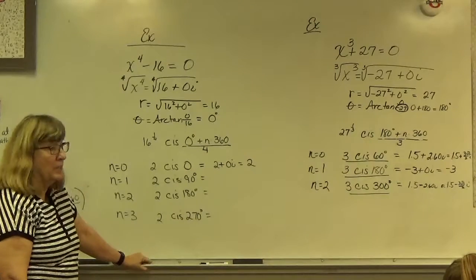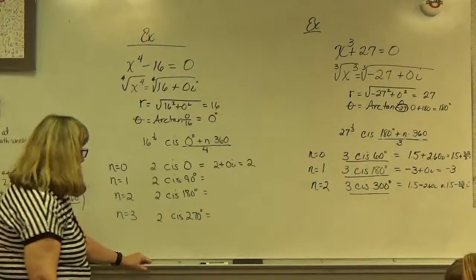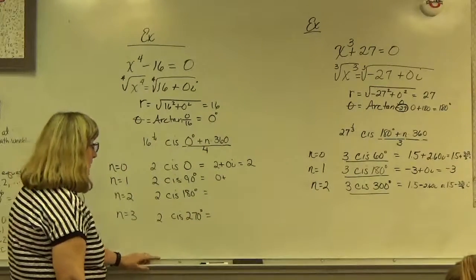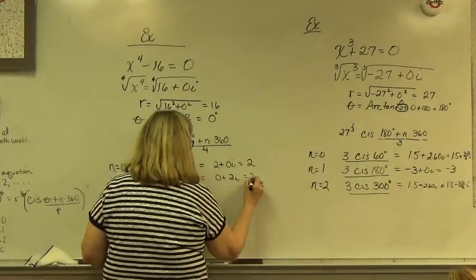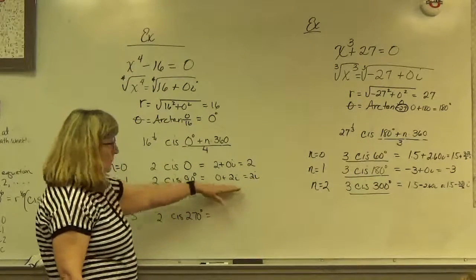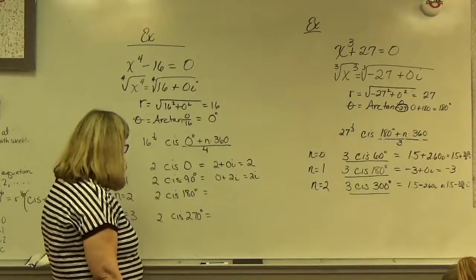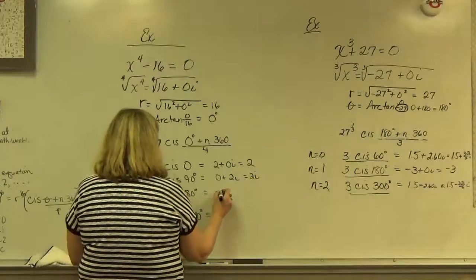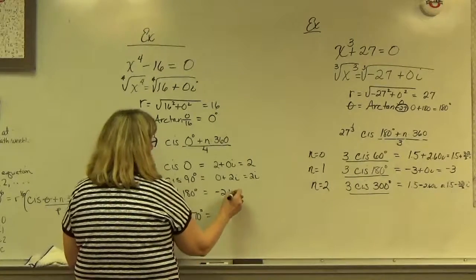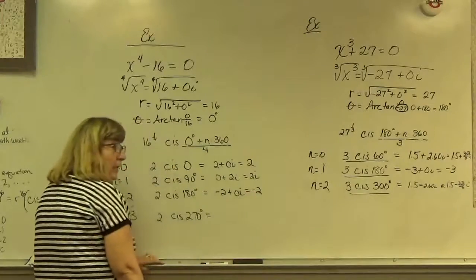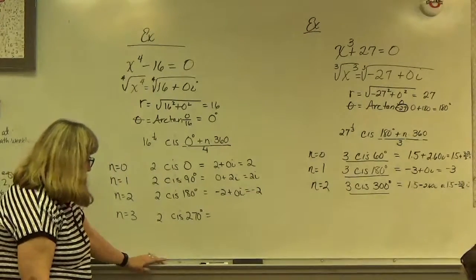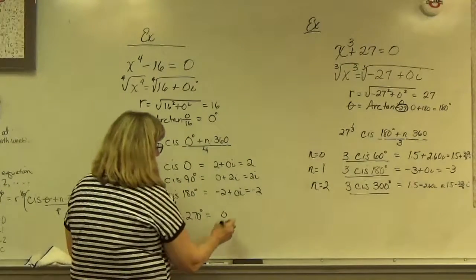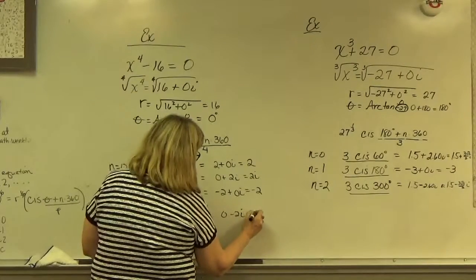Okay, Delaney, you get the next one. What's 2 times the cosine of 90? 0. And 2 times the sine of 90. 2. So just simply 2i. And again, you can leave the zeros in if you prefer. Delaney Davis, you get the next one. 2 times the cosine of 180. Negative 2. And 2 times the sine of 180. 0. Okay, and Zach, 2 times the cosine of 270. 0. And 2 times the sine of 270. Negative 2, so negative 2i.